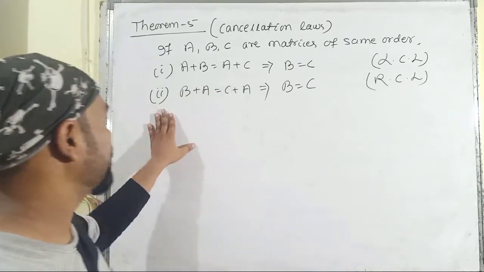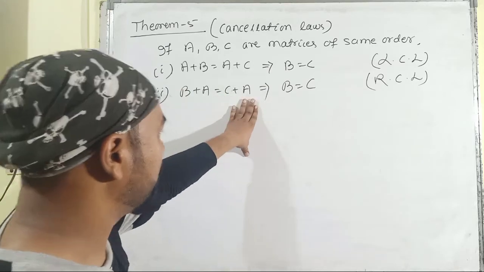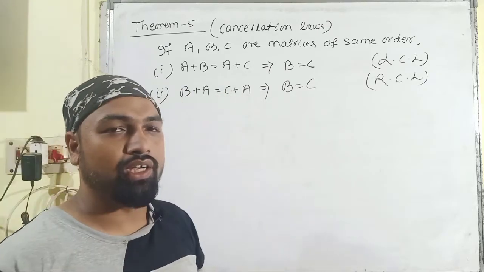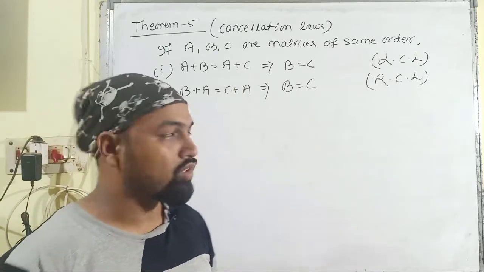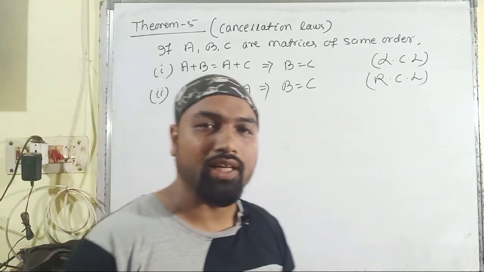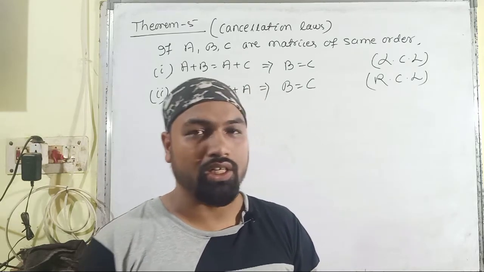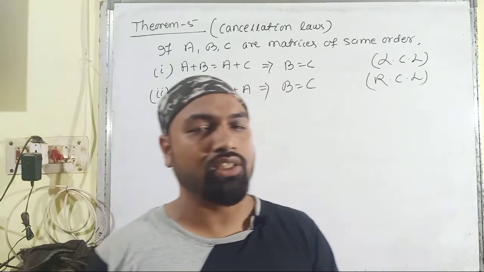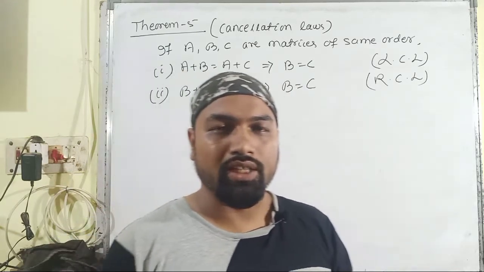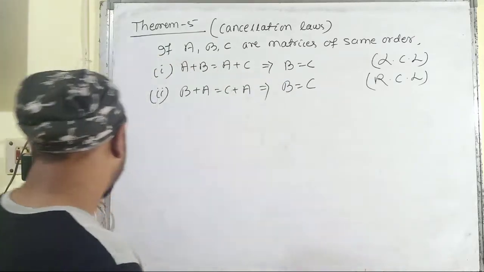And in the second one, the right cancellation law, if B plus A is equal to C plus A, then the common matrix is again eliminated or omitted. Then we get the result B is equal to C, and this is called the right cancellation law. So these are the 5 properties of matrix addition. After the completion of the properties of matrix addition, let us go through the second one, that is the subtraction of matrices.